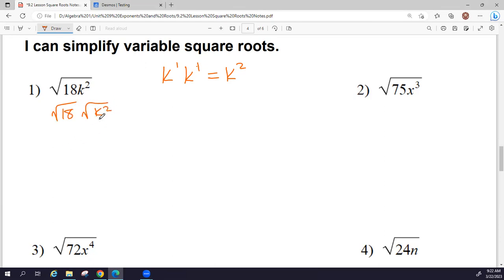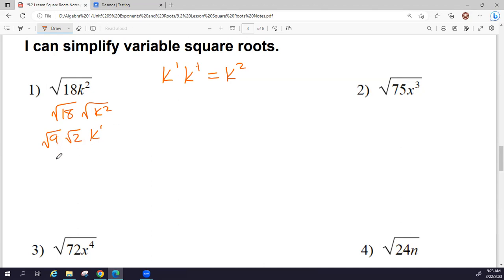I can square root K to the second power, and that is K to the first power, because K to the first times K to the first equals K squared. A square root is just asking, what thing did I multiply by itself to get this value underneath the square root? And then we can do the same thing with 18. 18 is the square root of 9 times the square root of 2.